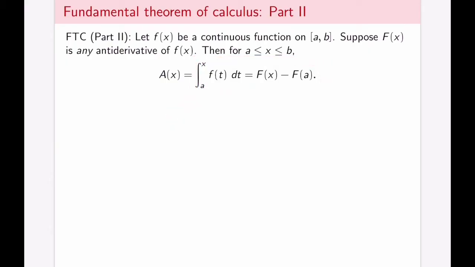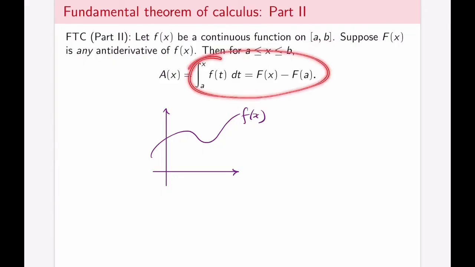Let's read through the statement and then draw a picture that corresponds to it. So what we have here is that f of x is a continuous function on some interval from a to b. So let's actually sketch it as we go along. I have some continuous function f of x. I also have some interval a to b. And the other piece of information I am assuming I have is the fact that capital F is any antiderivative of my original function.